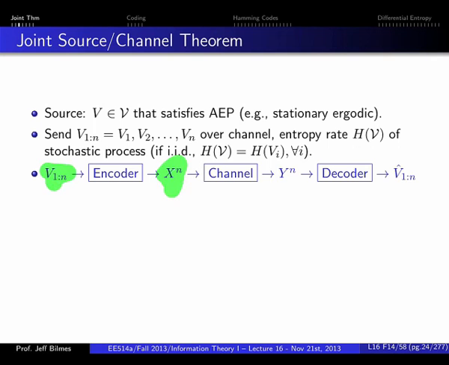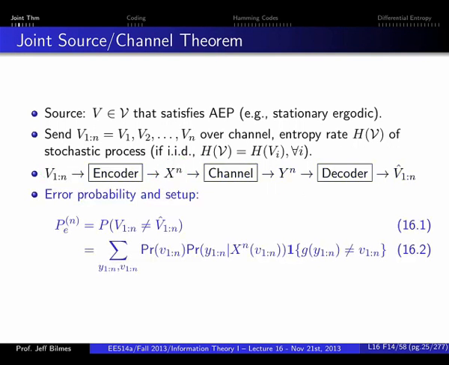and we send it to an encoder, which maps it to n channel input symbols, which then, thanks to the noise of the channel, gives us n output symbols. Then we have a decoder, which produces a decoded version of the original message. And we have a probability of error, which basically is summing up over all possible outputs.